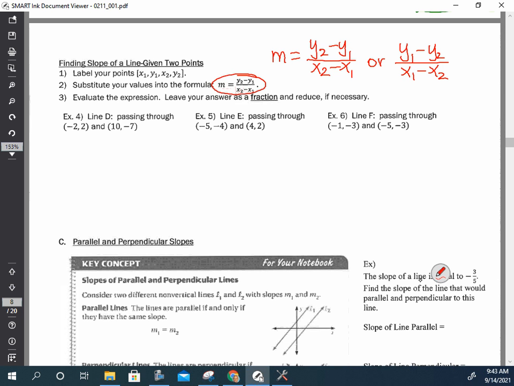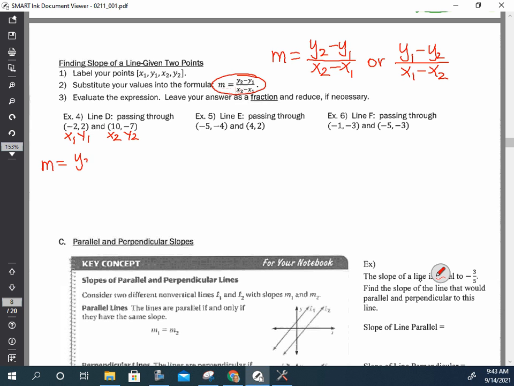So, example 4. The line passes through -2, 2 and 10, -7. The first thing you should do is label your points: x1, y1, x2, y2. Now, if you're real good at it, you may not need to label it, but I always strongly suggest you label.